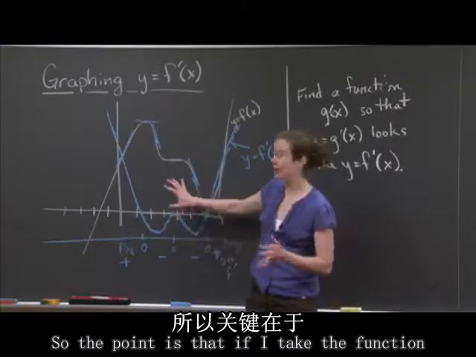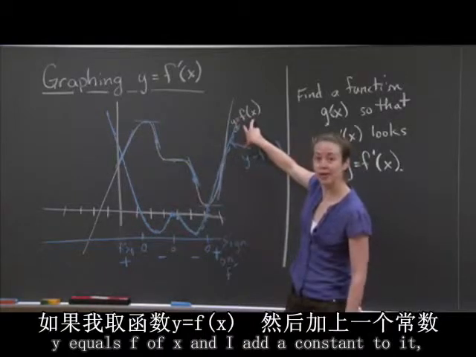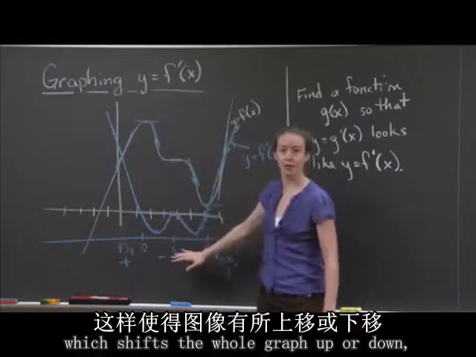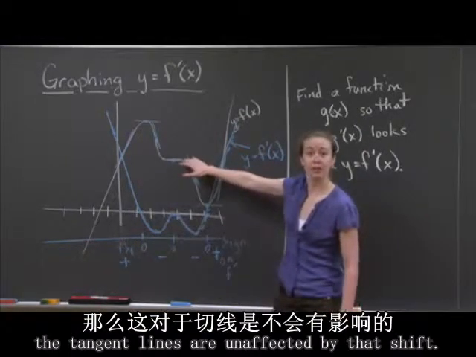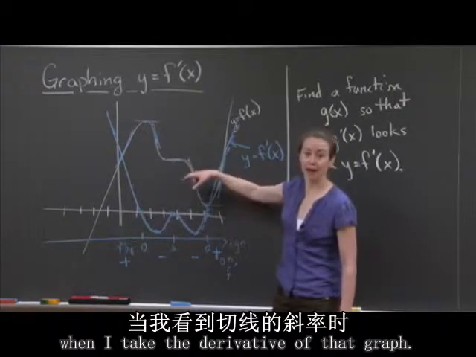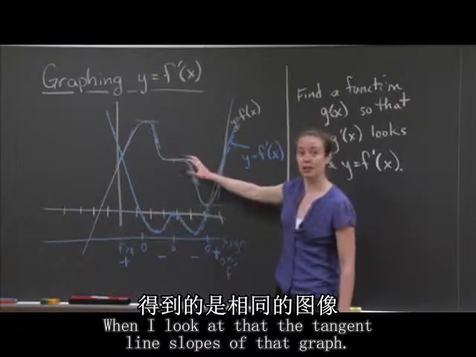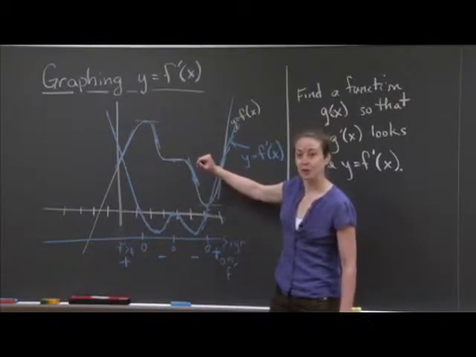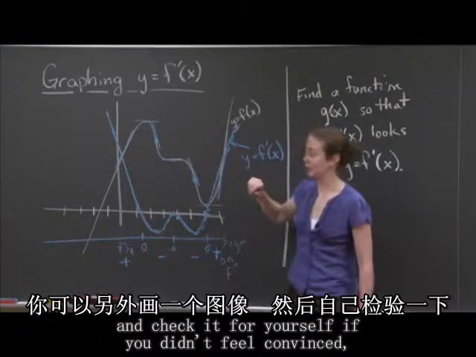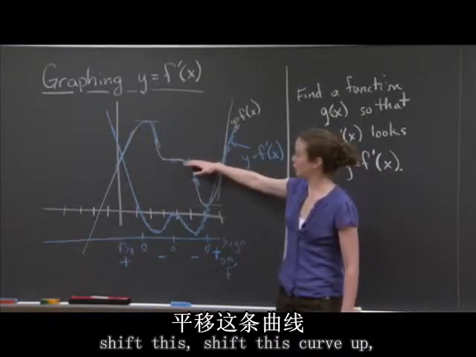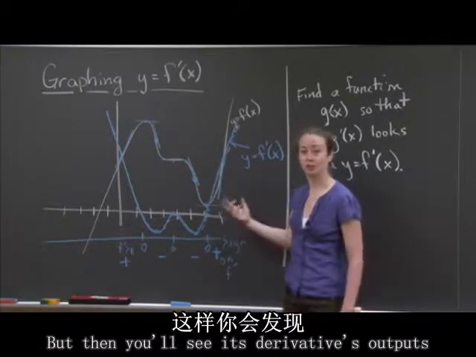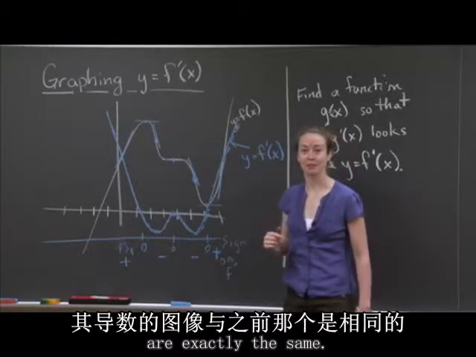So the point is that if I take the function y equals f of x and I add a constant to it, which shifts the whole graph up or down, the tangent lines are unaffected by that shift. And so I get exactly the same picture when I take the derivative of that graph, when I look at the tangent line slopes of that graph. So you could draw another picture and check it for yourself if you didn't feel convinced. Shift this curve up, and then look at what the tangent lines do on that curve. But then you'll see its derivative outputs are exactly the same. So we'll stop there.